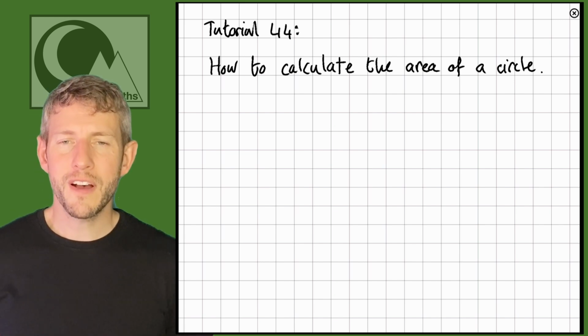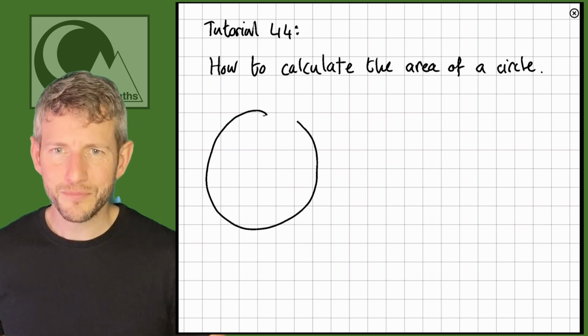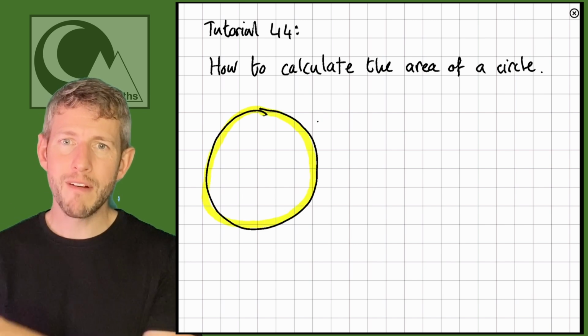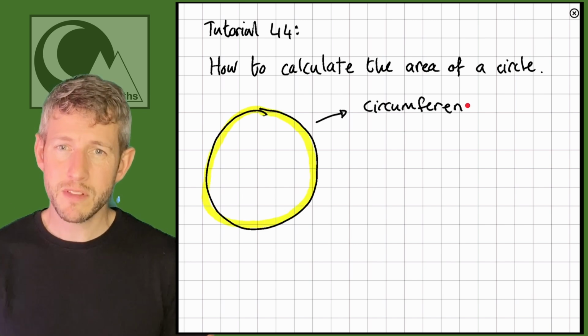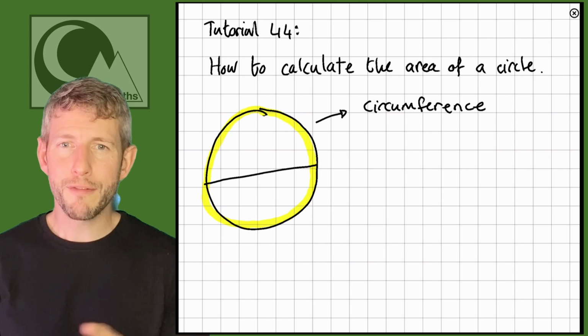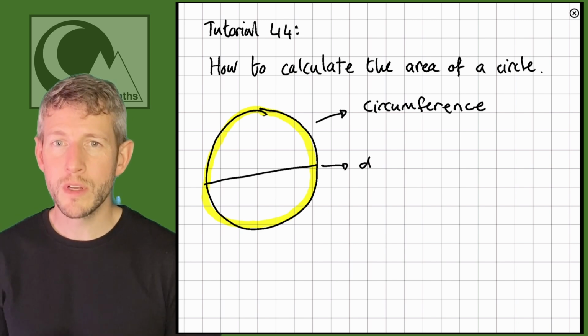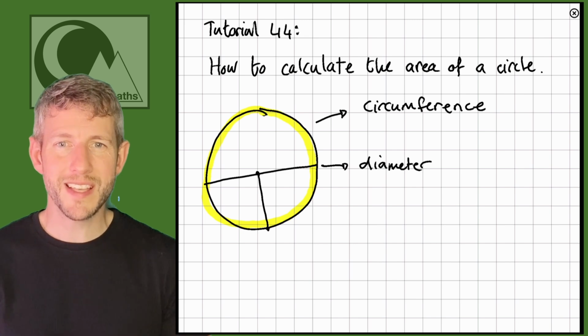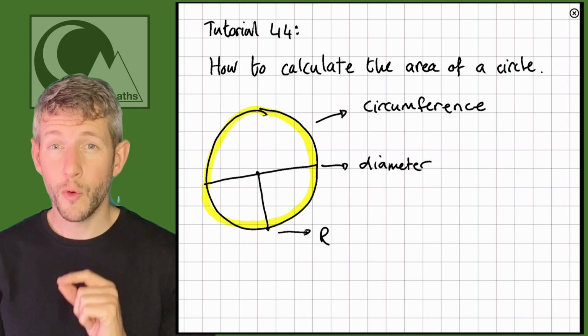Firstly, if I draw my circle out here, we've got the line around the outside, which is called the circumference. We have the line through the middle, which is called the diameter, and we've got the line from the outside of the circle to the centre, which is called the radius.